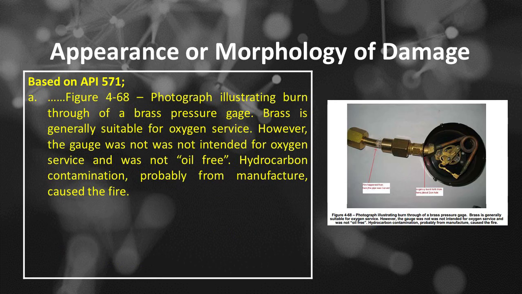Figure 4.68, photograph illustrating burn-through of a brass pressure gauge. Brass is generally suitable for oxygen service. However, the gauge was not intended for oxygen service and was not oil-free. Hydrocarbon contamination, probably from manufacture, caused the fire.